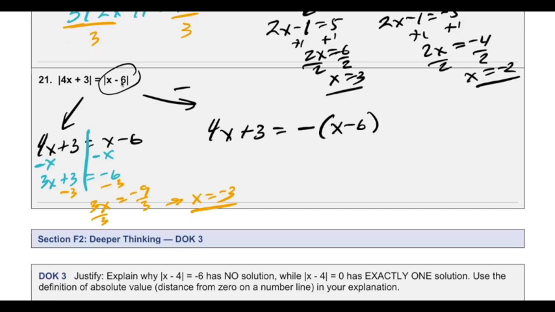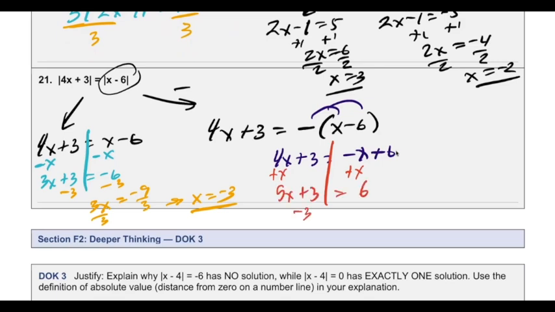So there's that one. Here we have to distribute first. So 4x plus 3 is equal to negative x plus 6. Redistribute: negative 1 times x is negative x, and negative 1 times negative 6 is positive 6. Same idea, we're going to solve this. I'm going to add x to both sides in this case, so I get 5x plus 3 is equal to 6. And then we're going to minus 3. We will get a fraction, just the way it is. So you get 5x equals 3, divided by 5, x equals 3/5. So those are my answers.